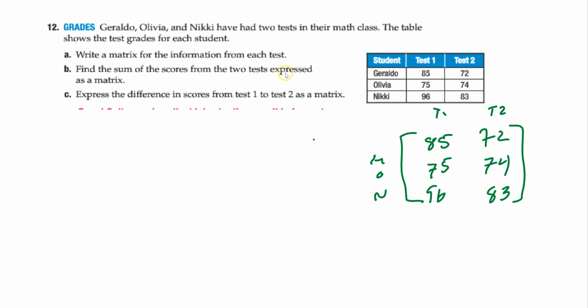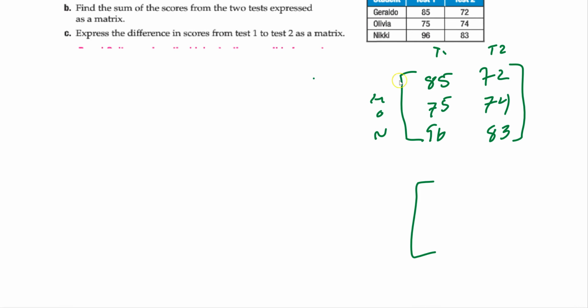Find the sum of the scores from the 2 tests. So, I'm going to add the 2 tests. So I'm going to get 154, 149, and then 96. So it's 179. So those are sums of the 2 tests. So that's how well they did on the tests.